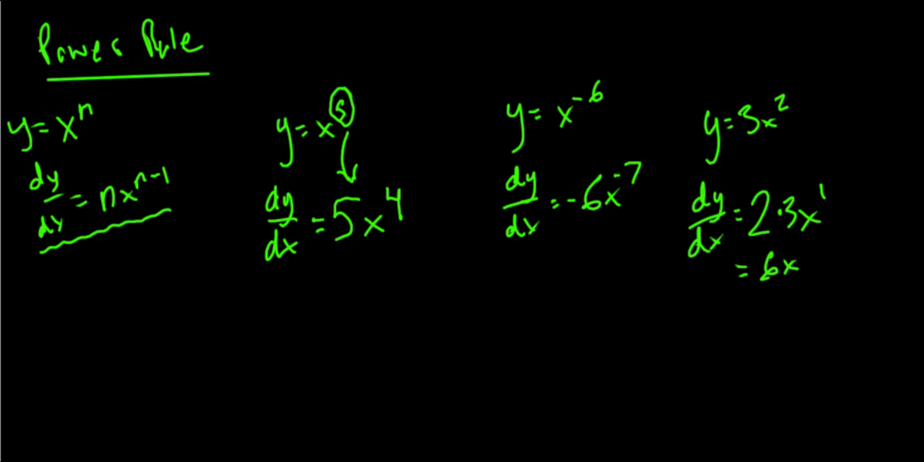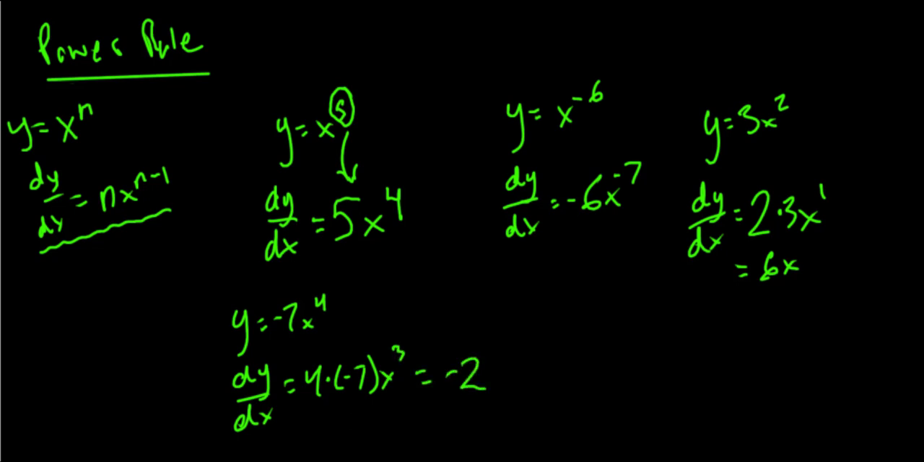Let's do another example of that constant in front of our variable with a power just to really cement it. Let's say we have y is equal to negative 7 times x to the 4th. We need to find dy dx. Then that's going to be equal to 4 times negative 7 x to the 3rd power, which is negative 28 times x to the 3rd power.